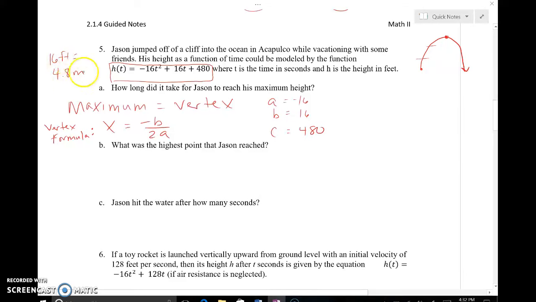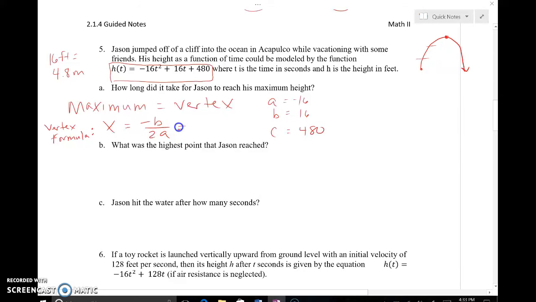I've also made note that 16 feet is the same as 4.8 meters. So whatever the scenario is when I'm doing acceleration, when I'm talking about meters, the a value is going to end up being 4.8. If I'm talking about feet, which I am here, the a value is going to be negative 16. All right, so let's figure out what our vertex is and then continue the problem from there.